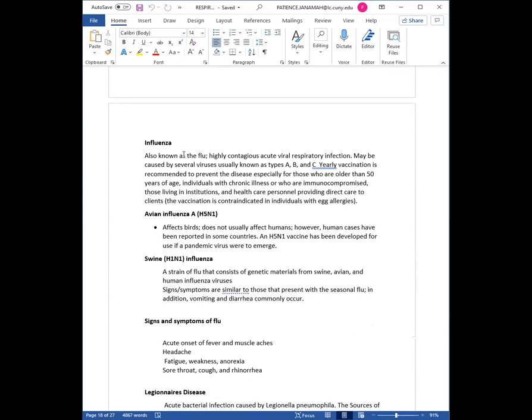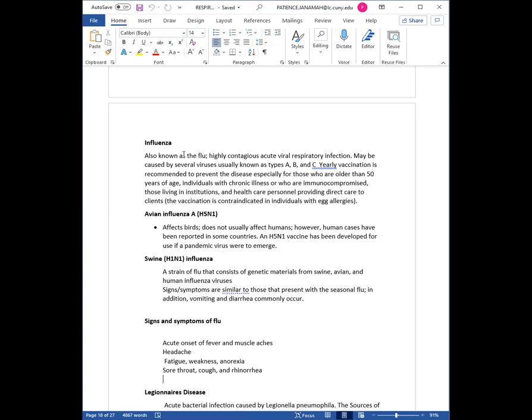So influenza is a highly contagious, acute viral respiratory infection, and it may be caused by a virus known as type A, B, and C. It needs yearly vaccination, which is recommended to prevent the disease. So everybody suffering from flu has to take a yearly vaccine.